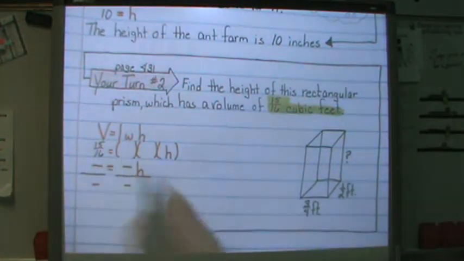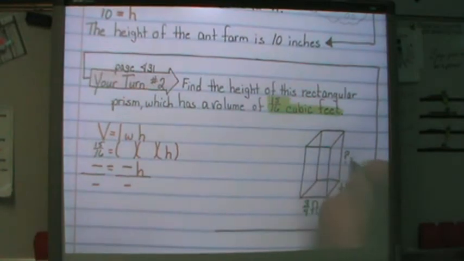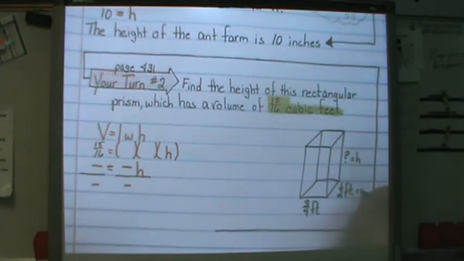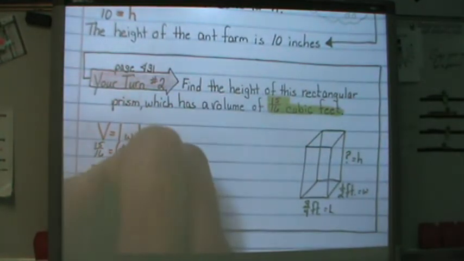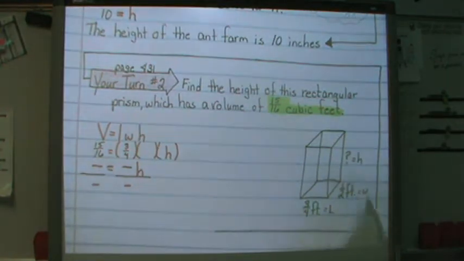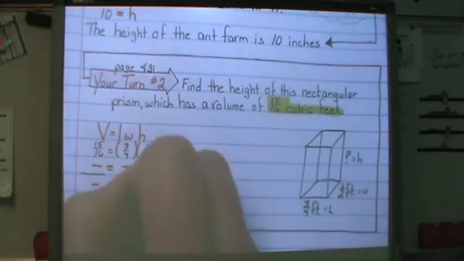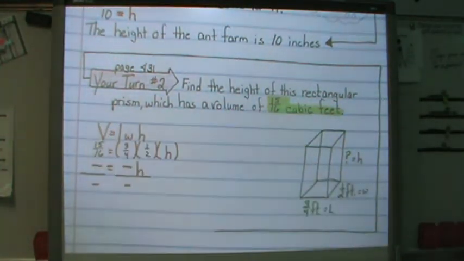Do I have a length? This would be my height, this would be my width, and this would be my length. Yes, I have a length. It's 3/4. Do I have a width? Yes, it's 1/2. The height is what I'm looking for.